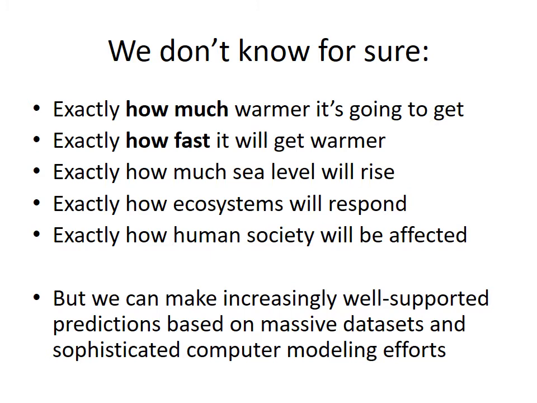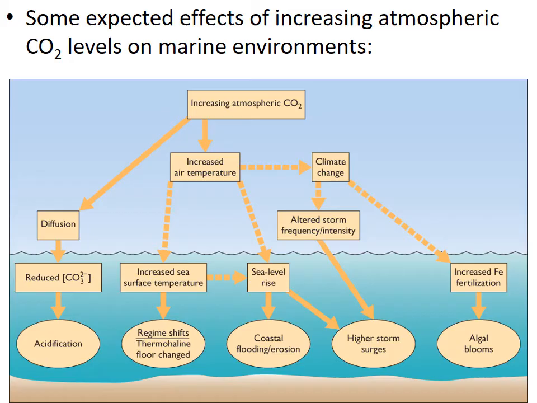And the more data we get and the further we progress into the future and can test the predictions that we made in the past, the better our predictions become, and we get more zeroed in on what's really going to happen. So even though we don't know those things for sure, we have a pretty good idea, and we know that climate change is a major threat that we need to mitigate if possible.